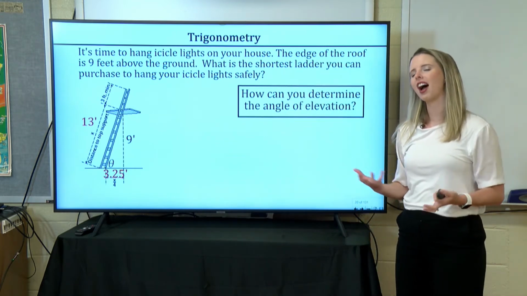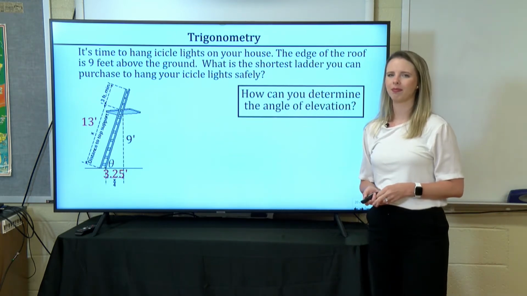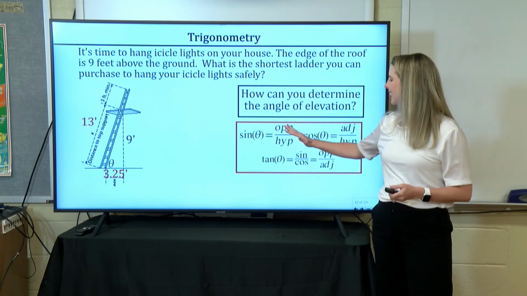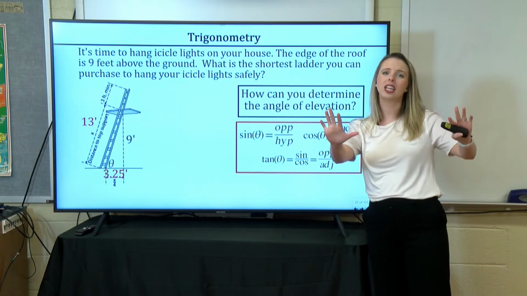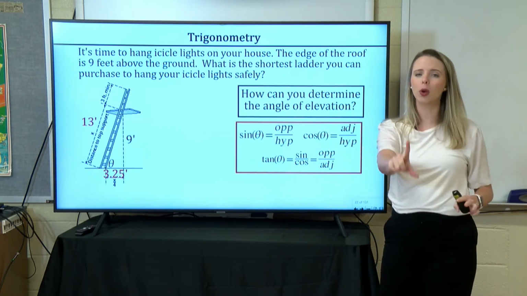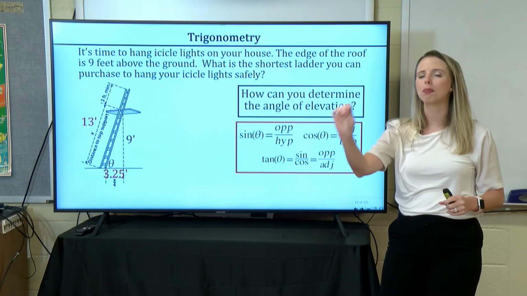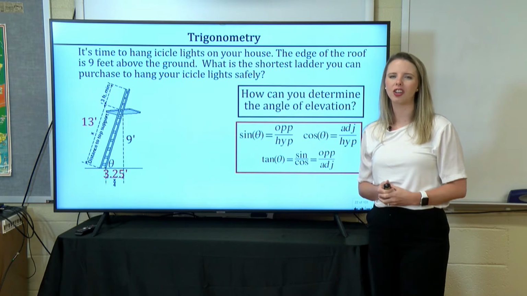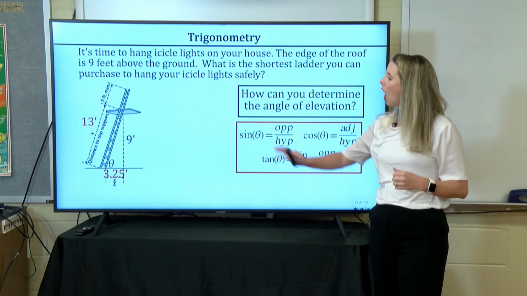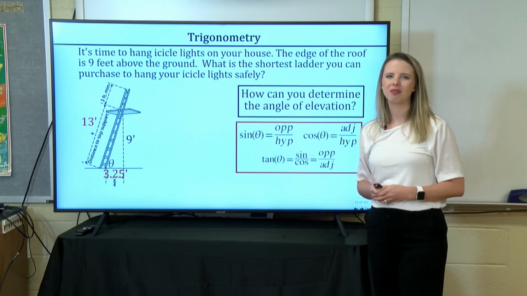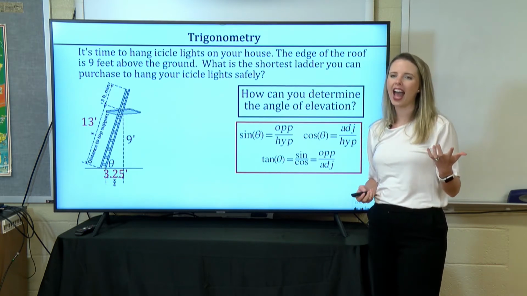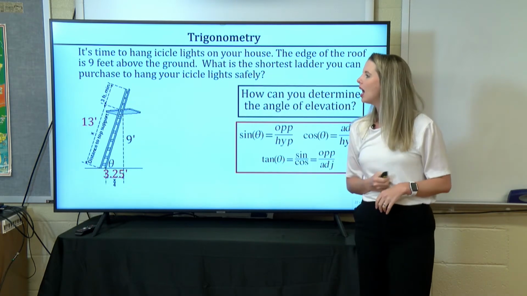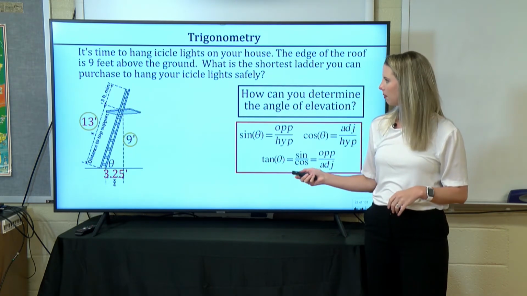So how are we going to find this angle? How are we going to determine it? We're going to use our trig functions, right? All right, remember we have sine, cosine, and tangent. You can choose any of these trig functions, but which one would make our life probably the easiest? If I'm choosing strategically, which trig function am I going to choose? Which side measures am I going to choose? I don't know about you, but if I have a choice of working with whole numbers or working with decimals, I'm going to choose whole numbers every single time. So I'm going to choose 13 and 9.